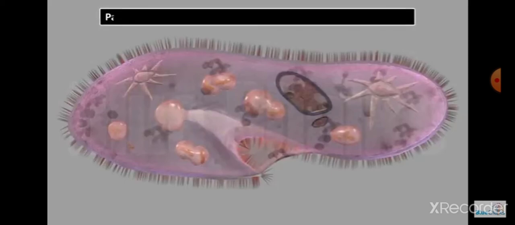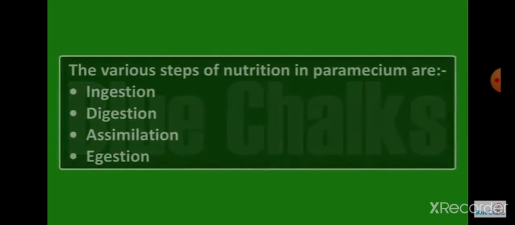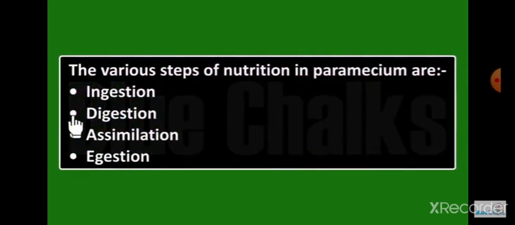In paramecium, there is an oral opening through which the food material enters into the body. Paramecium uses cilia to take the food material into the body. The cilia present around the oral opening move and attract the food material to move into the body. And next, the digestion.